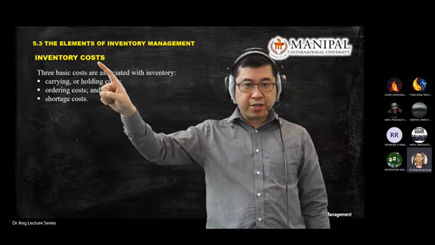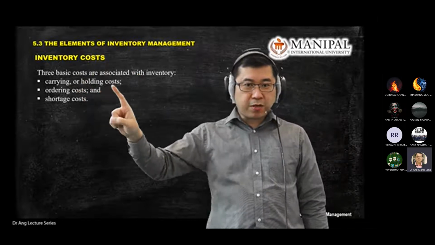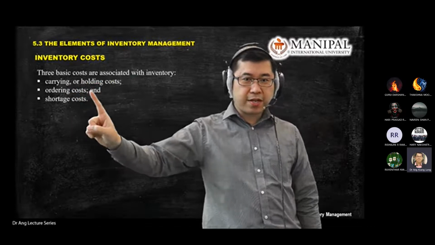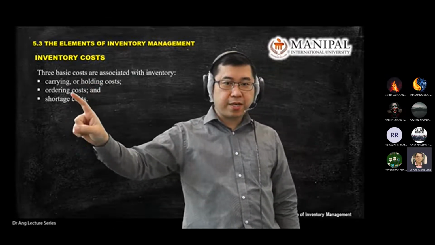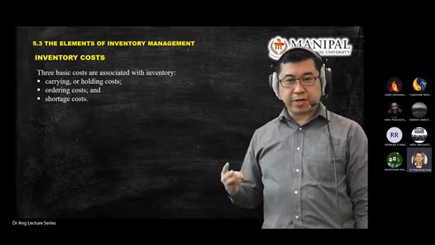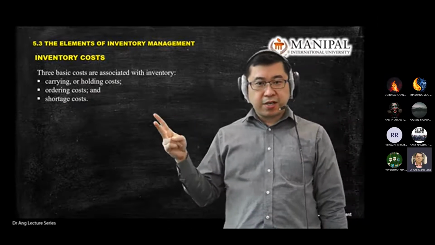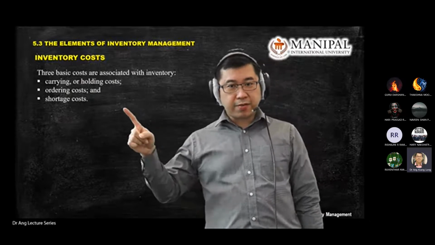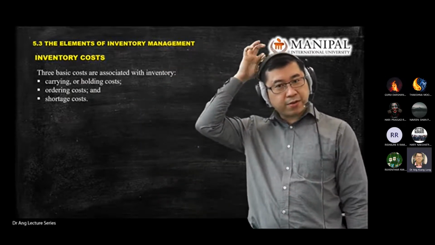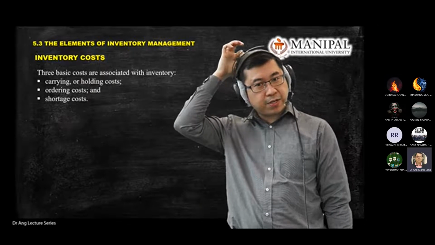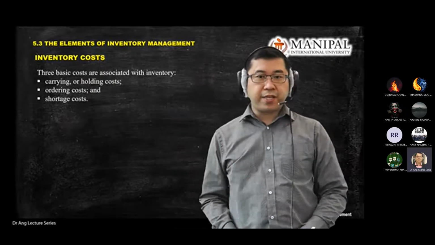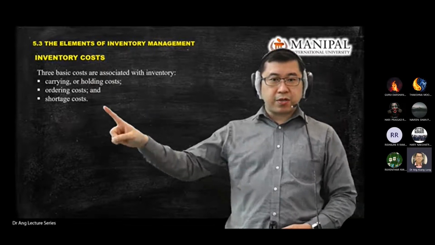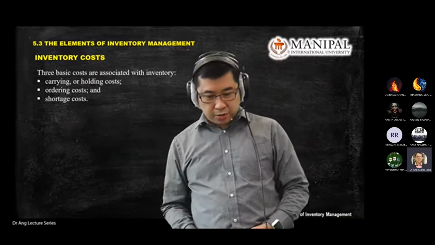In the inventory cost, you have holding costs or carrying costs. Second, ordering costs. Third one, shortage costs. You have three types of costs: carrying, ordering, shortage. Okay, write this one down in your tutorial handouts. There are three basic costs associated with inventory: carrying or holding costs, ordering costs, shortage costs.